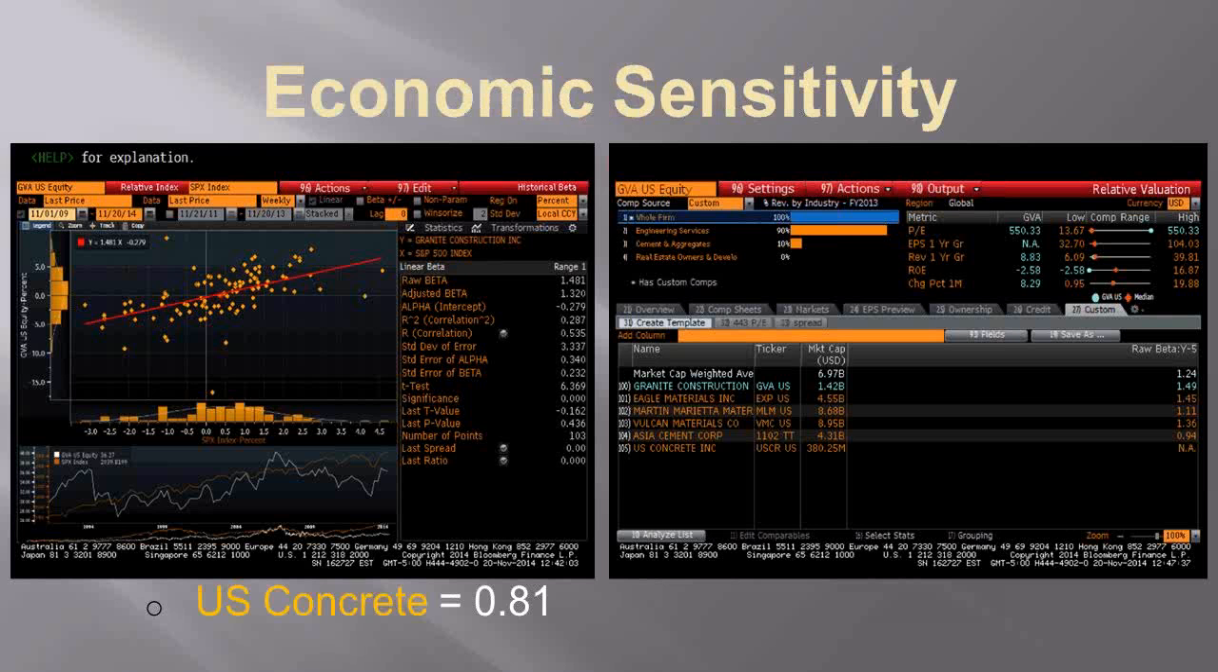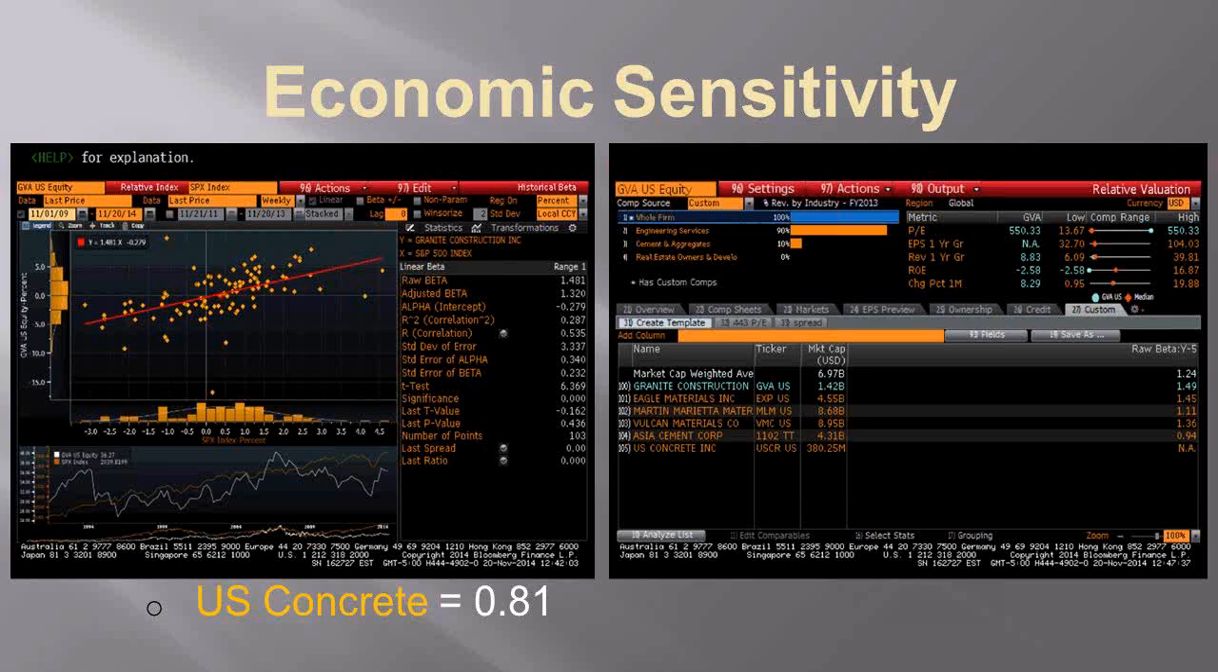First, we'll look at their economic sensitivity. Granite has a raw beta of 1.481. So this signifies that it is fairly strongly affected by changes in the economy. And if you look at Granite along with its peers, the market cap weighted average for Granite and its peers is 1.24. So again, this signifies that this industry is affected by performances of the economy.